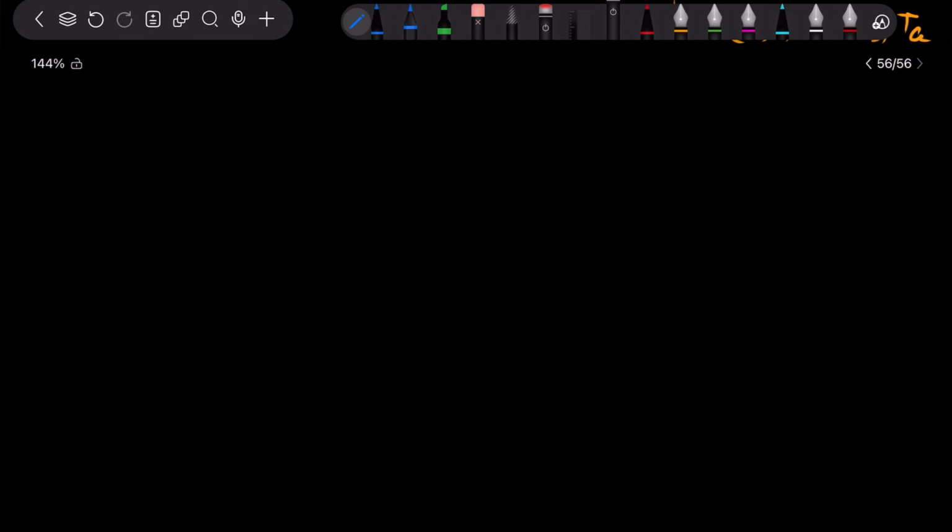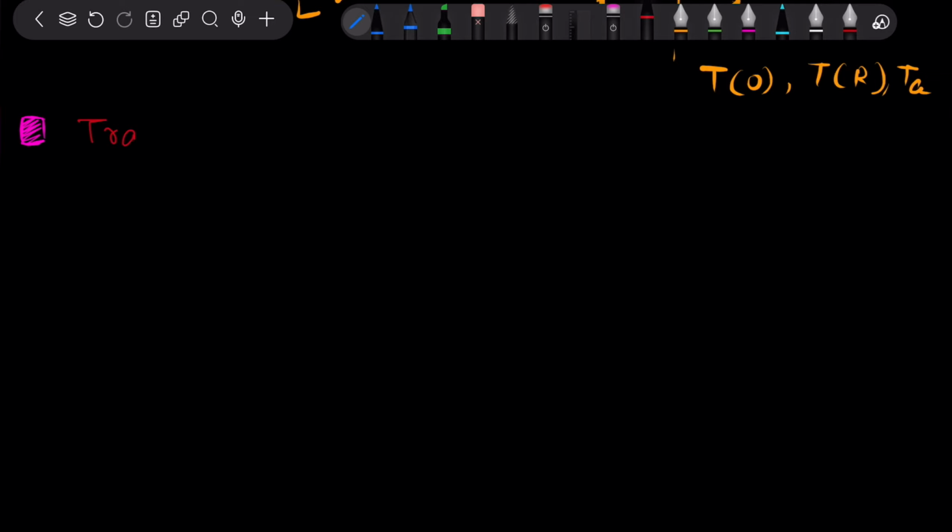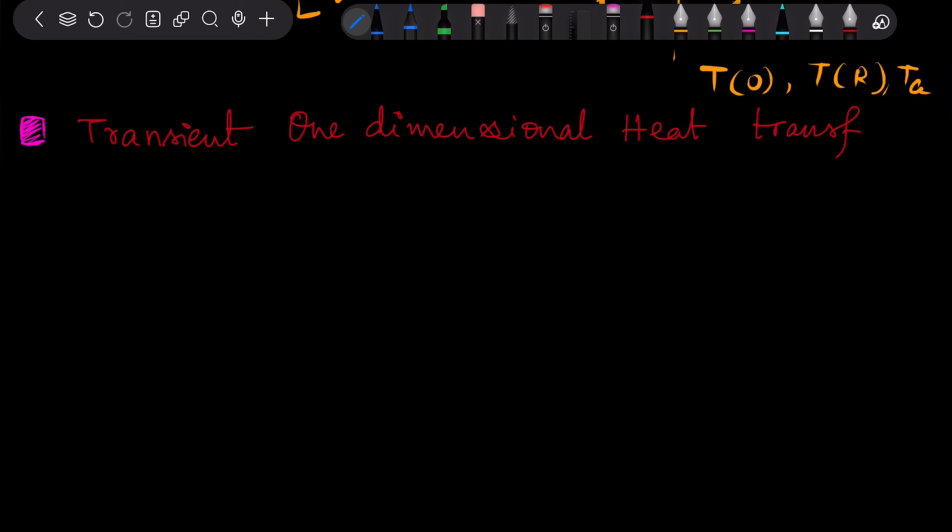So now let us move one step further. Up till now we have only considered the steady state and also one dimensional, right? So now let us relax one of the restrictions. Now we will be taking up the case of transient one dimensional heat transfer in a slab.